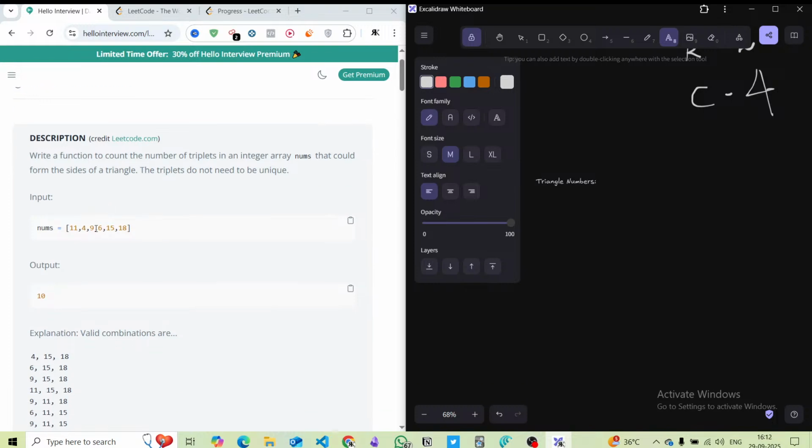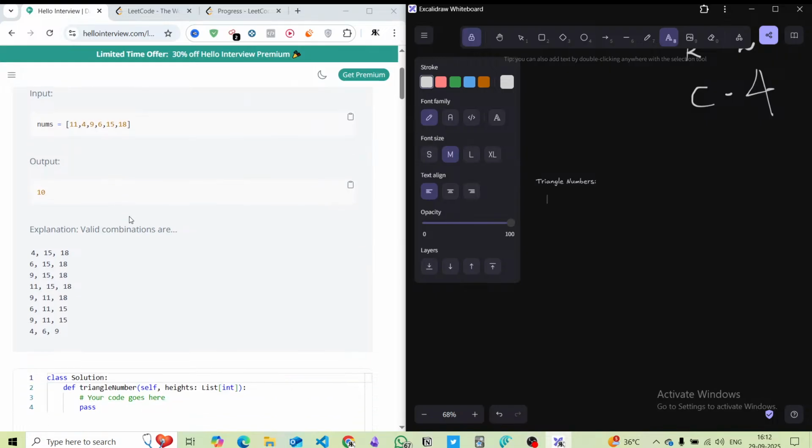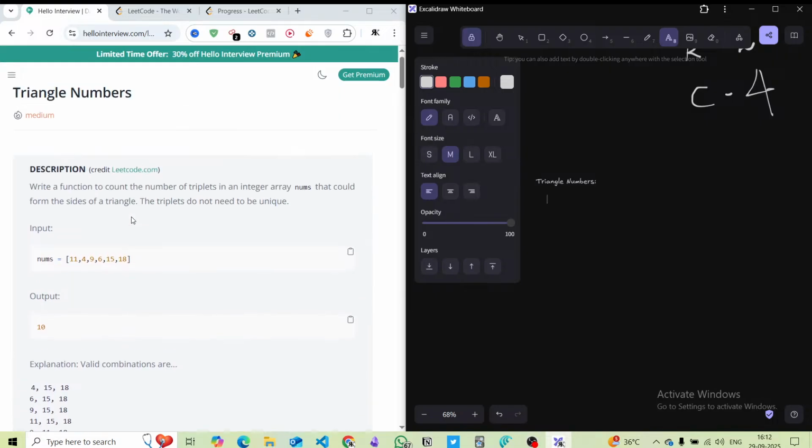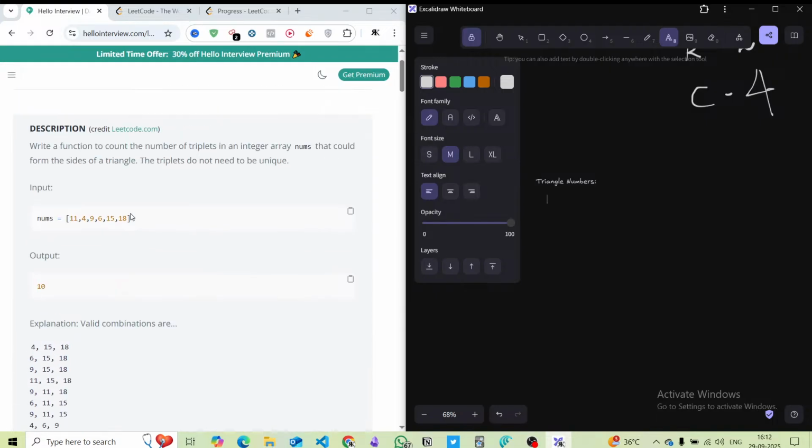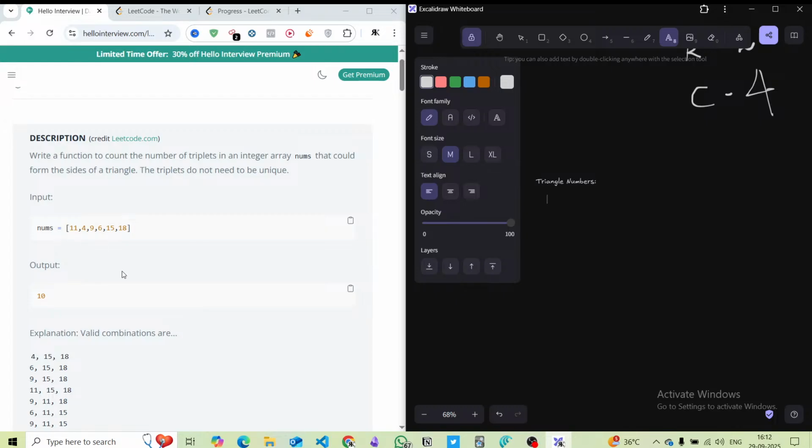So here the description is we need to write a function to count the number of triplets in an integer array that could form the sides of a triangle. The triplets do not need to be unique. Okay, so here the output is general.